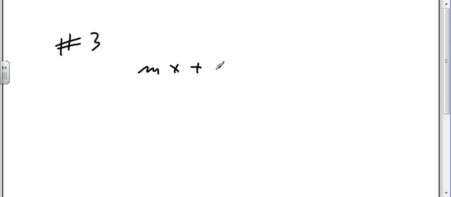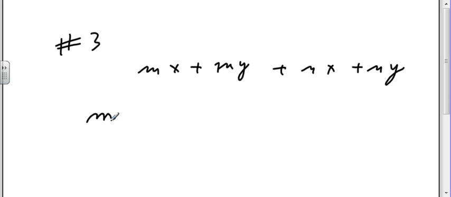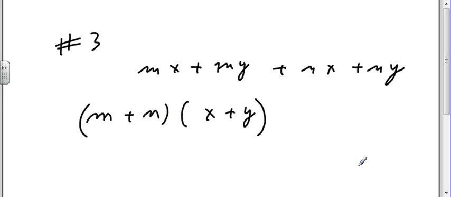mx plus my plus nx plus ny. Well, it looks like I can pull a m out of something, and I can pull an n out of something. And if I do, that thing that I'm pulling it out of is x plus y. So it looks like I'm done with that guy. Okay, we'll drop down to 7.